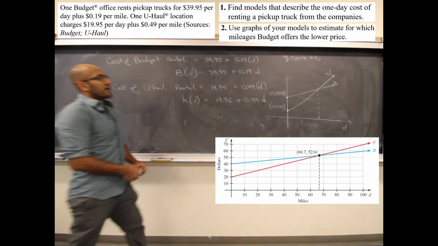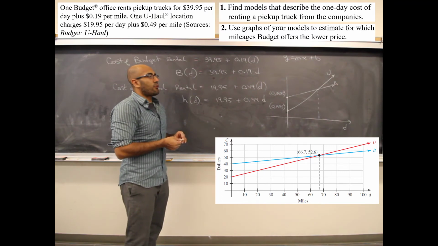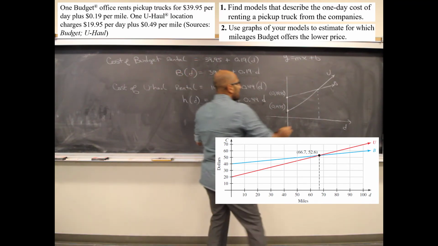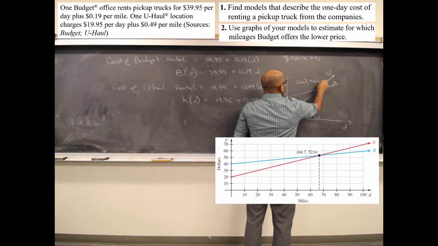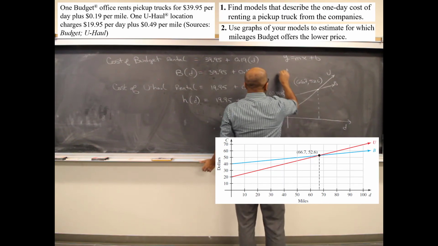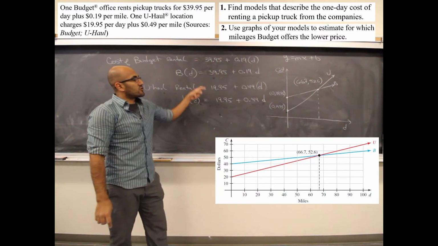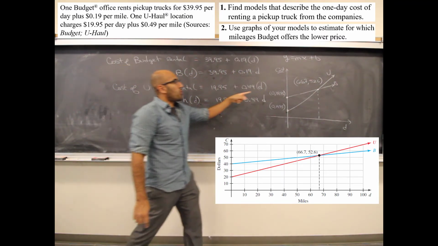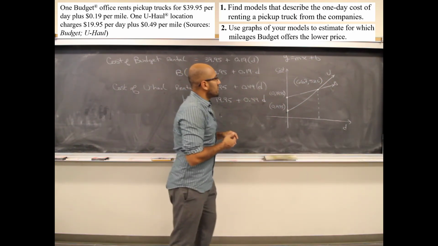Here's a better one. Okay, so there's the pictures, right? And as you can see, the intersect point is 66.7, comma 52.6. How do we find that point? How do we figure out that this is 66.7, comma 52.6? Well, we have our 2 equations. We have to figure out when they equal each other. So, we can set them equal to each other.